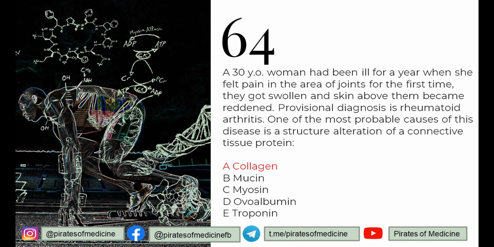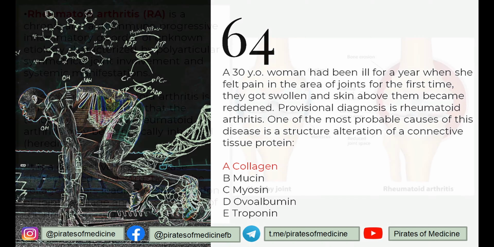So the next question is that a 30-year-old woman had been ill for a year when she felt pain in the area of joints for the first time. They got swollen and the skin above them became reddened. The provisional diagnosis is rheumatoid arthritis. One of the most probable causes of this disease is structural alteration of connective tissue protein.